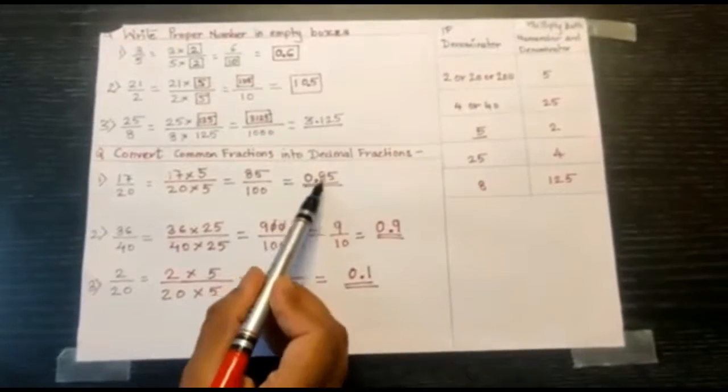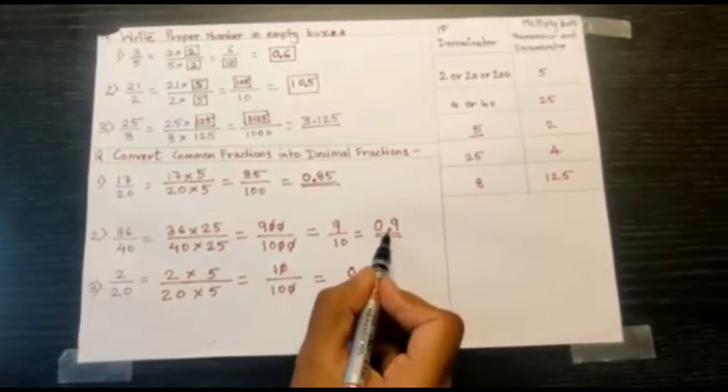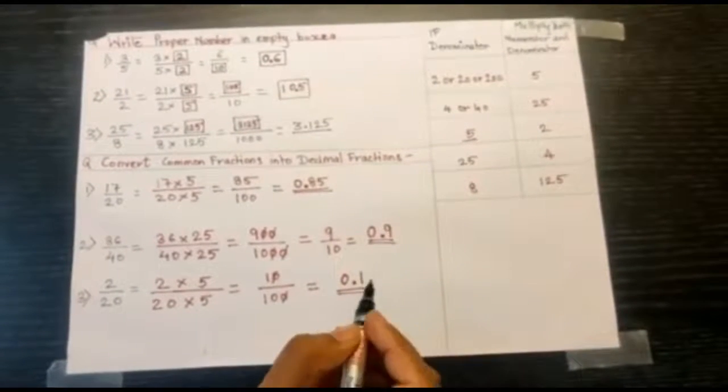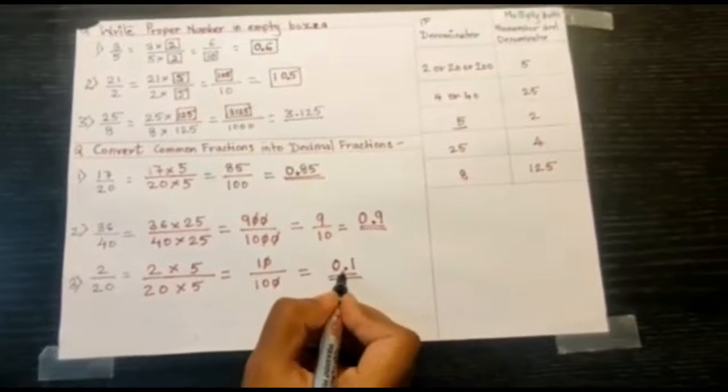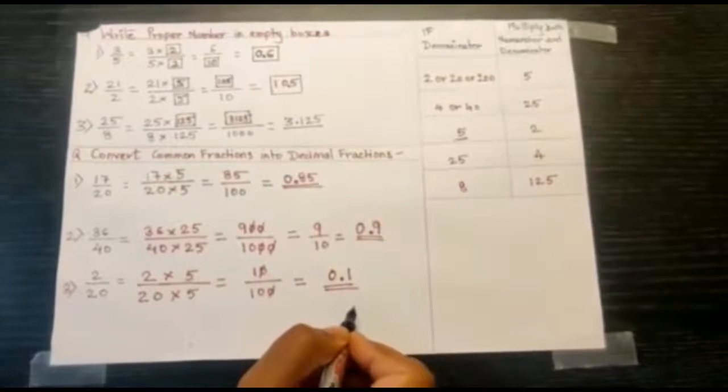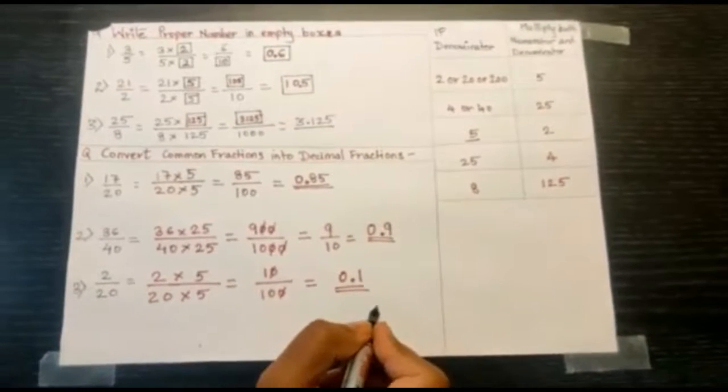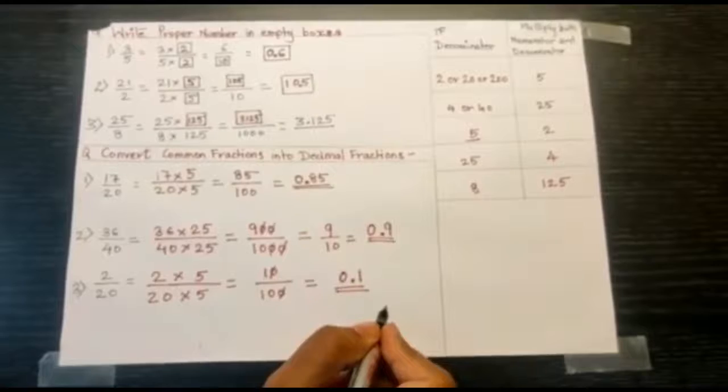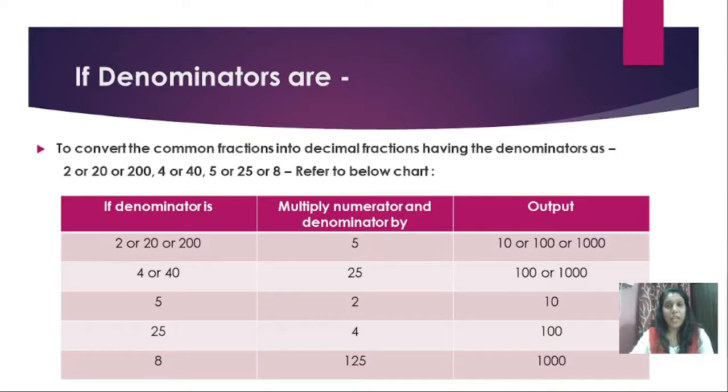So 0.85 is your first answer, 0.9 is your second answer and your third is 0.1. I hope children you understood this concept. Okay, thank you. I hope you all understood how to solve the problems if the denominators are 2, 20, 200, 5, 25, 8, 4 or 40.